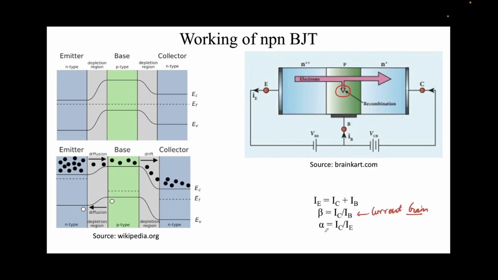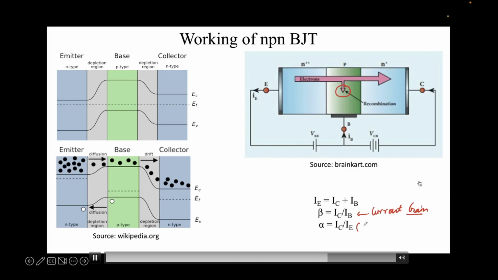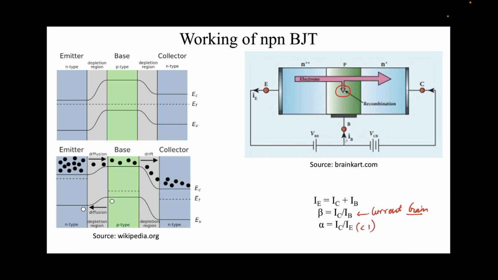Similarly, we have another parameter called alpha, which is IC upon IE. So IC is the collector current, IE is the emitter current. This will always be less than 1, because some electrons will always get recombined here, right? But for a good BJT, it's very close to 1. So it may be 0.99 or 0.98, something like that. It's very close to 1. And beta is usually high.